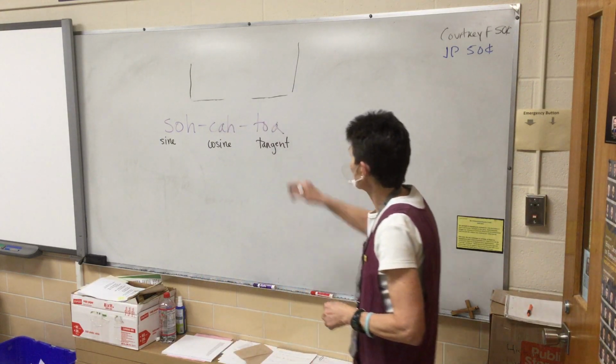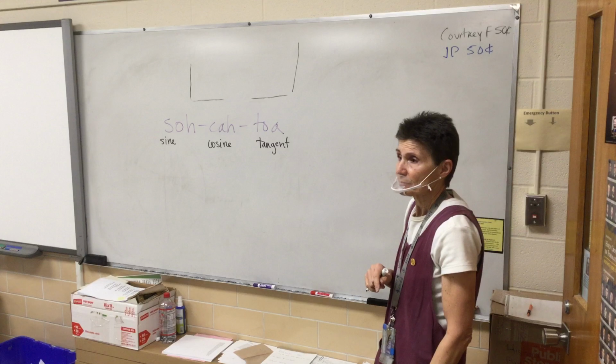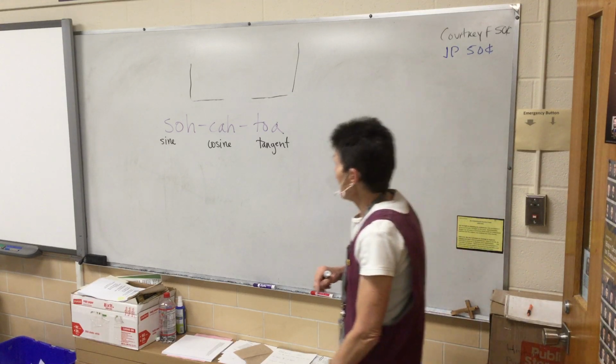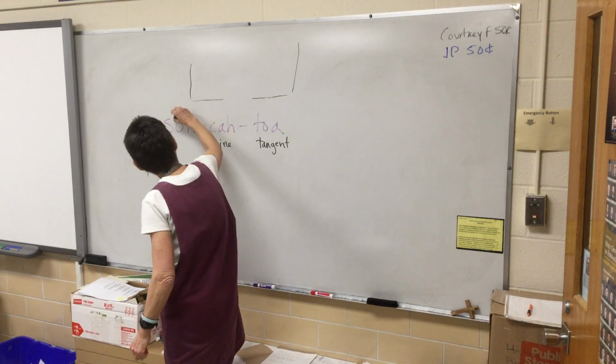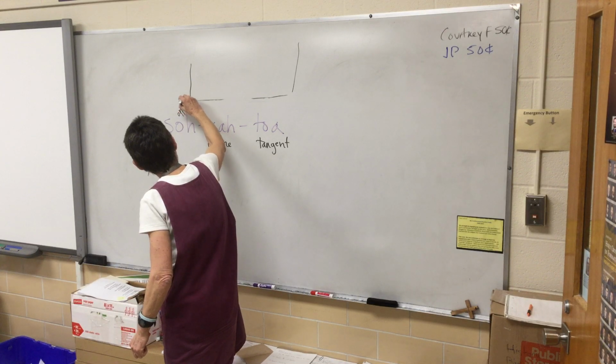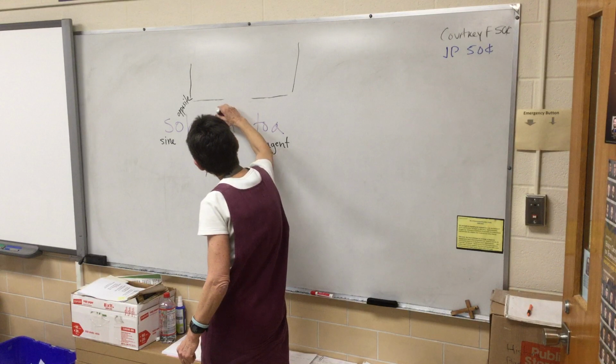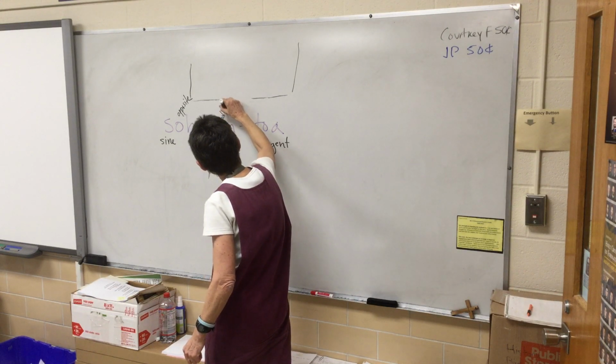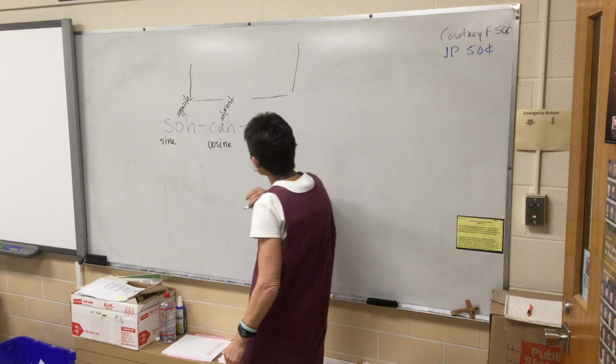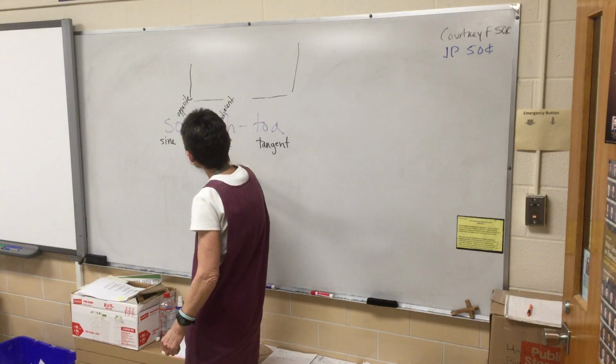So sine, cosine, and tangent. Okay? Now, the O stands for opposite. So every time you see an O, it's opposite. The A stands for adjacent. So every time you see an A, it's adjacent. And the H stands for hypotenuse.